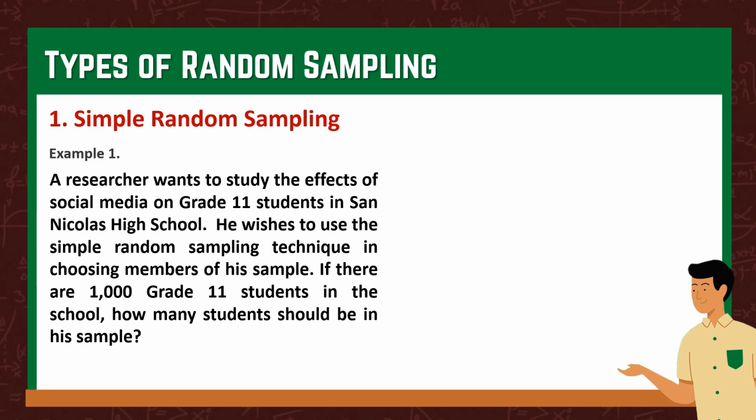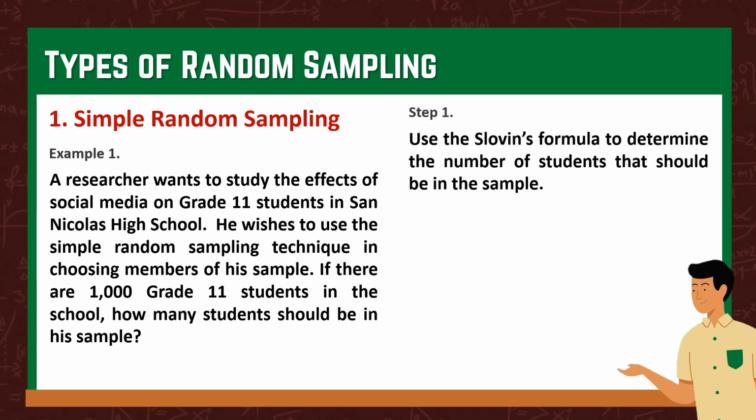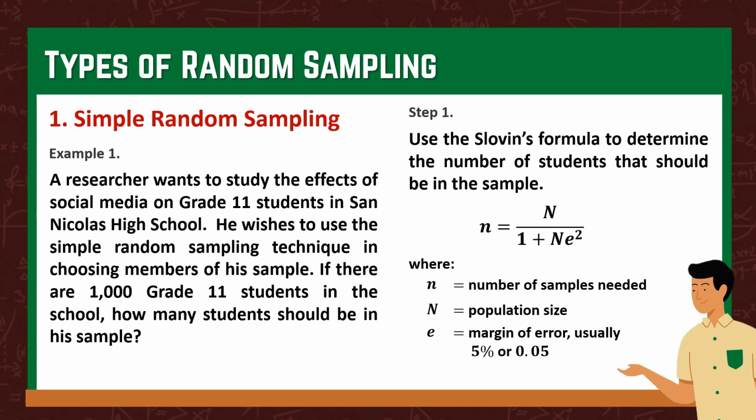Ilan bang grade 11 students ang kailangan out of the population na 1,000 grade 11 students na gagawing sample? To do that, we have to use the Slovin's formula. Use the Slovin's formula to determine the number of students that should be in the sample. Narito ang formula, where n, small letter n, is the number of samples needed, and capital N is the population size, and E is the margin of error, and usually this is 5% or 0.05.